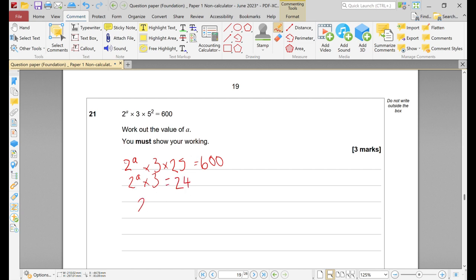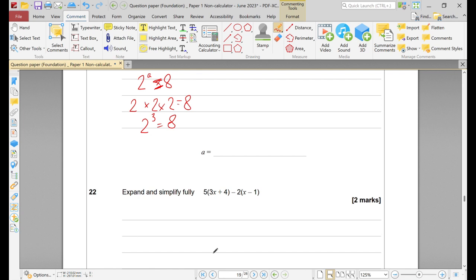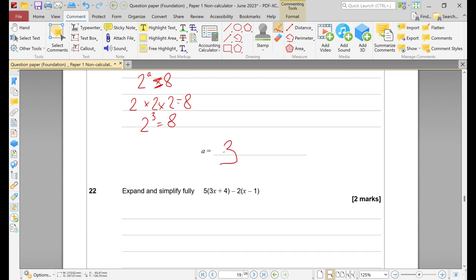2A times 3 is 24, or 24 divided by 3, that's 8. So that's 2A equals 8. So 2 times itself a certain amount of times is equal to 8. Well, 2 times 2 times 2 is equal to 8, and that's also 2 cubed equals 8. So what is A? A is 3.